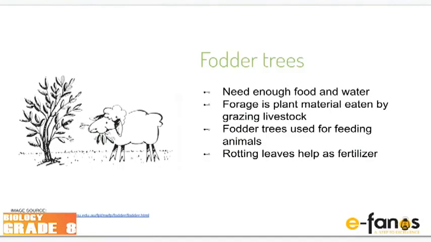Fodder trees are important because they are used to feed animals. Forage is plant material that's eaten by grazing livestock, and they need enough food in order to get the water, because that's often how they get their water source. So rotting leaves also can help to fertilize.